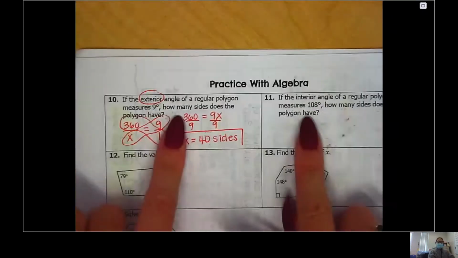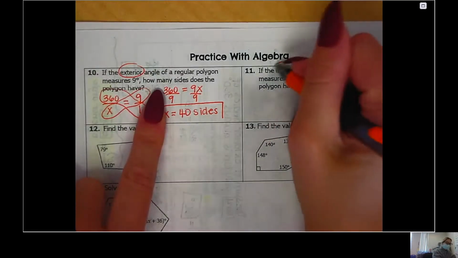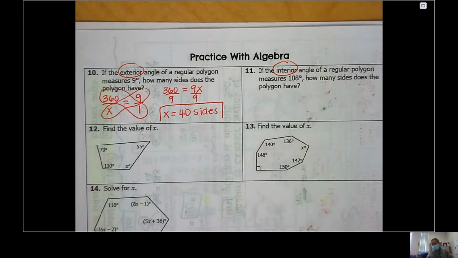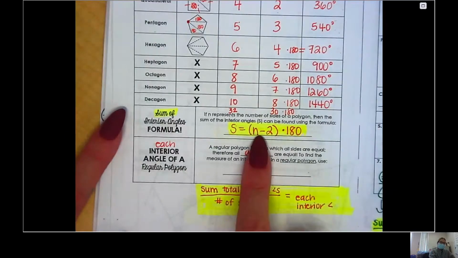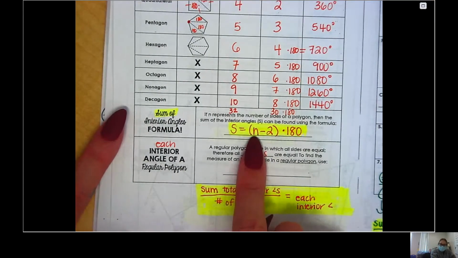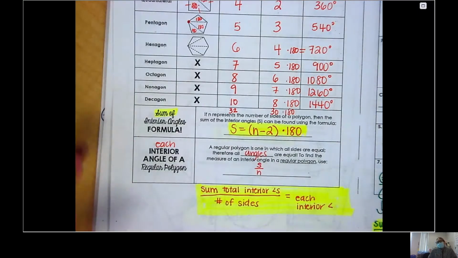Now, this looks almost the same question. What's different? This one says interior. Now, I'm going to flip over to the back. Look at my equations here. Does it ask me for the sum of my interior angle? Should I use this equation? Well, I can't even use this equation anyway because I would need to know what? What does the n stand for? Number of sides, and I don't know that, so I can't even use that equation.